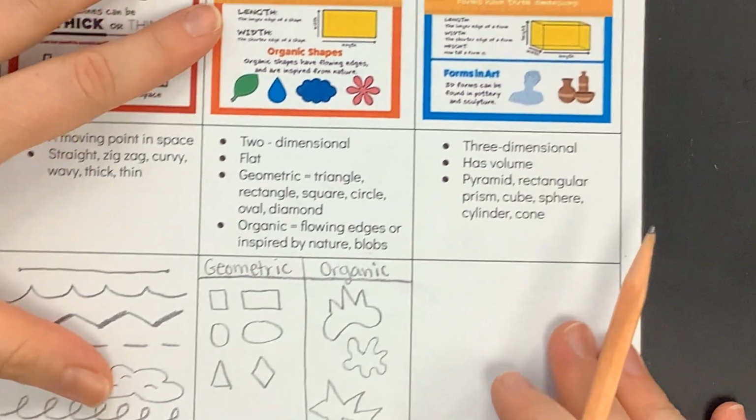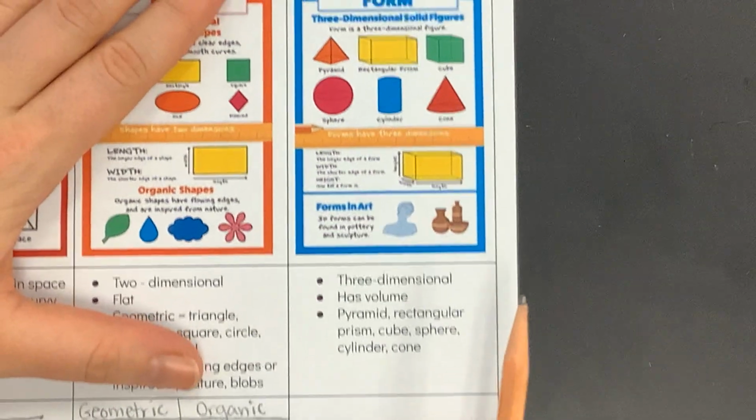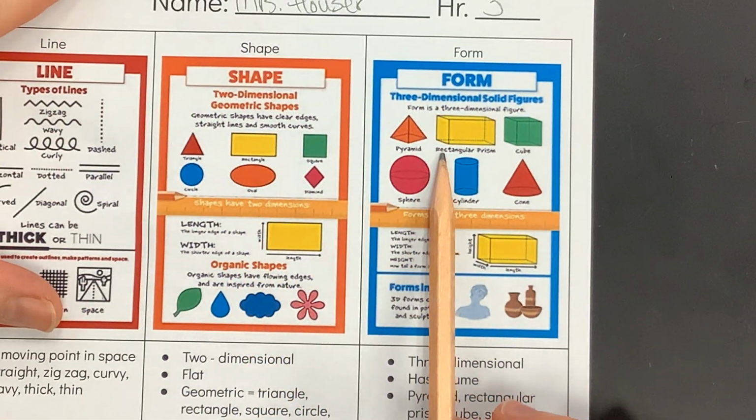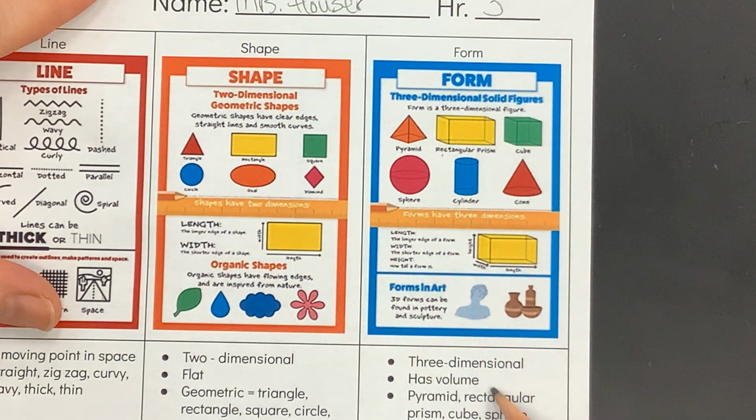Now we are on to form. Okay, form. Just looking at the two differences here, a form is three-dimensional. Okay, it has volume. So we think of these like pyramids, rectangular prisms, cubes, spheres, cylinder, and cone.